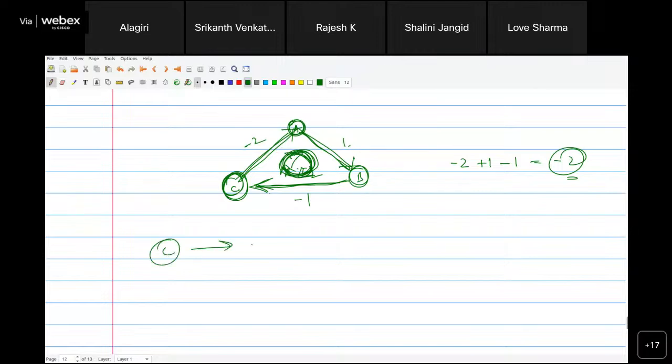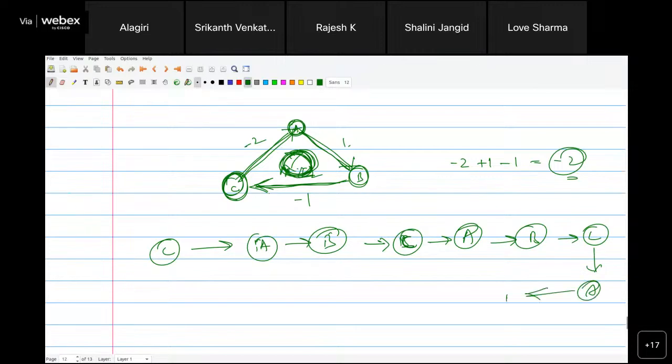So this is the path I am talking about. C to A to B, again B to C, again C to A to B, B to C, C to A, B, C, A. If I keep on doing this process and look at the weights, -2, 1, -1, -2, 1, -1, -2, 1, -1, -2. If I look at the weight of this, it will be 1, 2, 3, 4, -8.